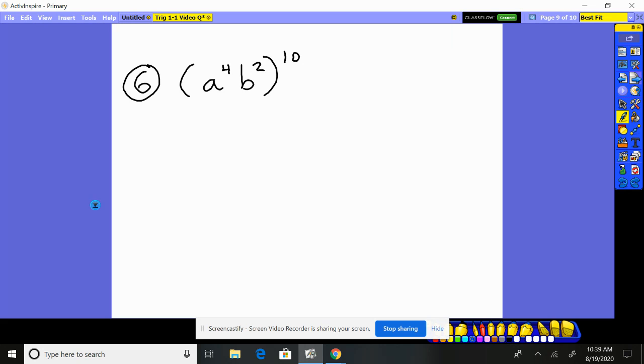Number 6. Well, this is a to the 4th times b squared, to the 10th. That means I have a to the 4th b squared times another one, times another one, times another one. In other words, we're going to have 10 of these. On this one, we're going to have to think it through. Now, we could write it out, but I don't want to waste all that paper.